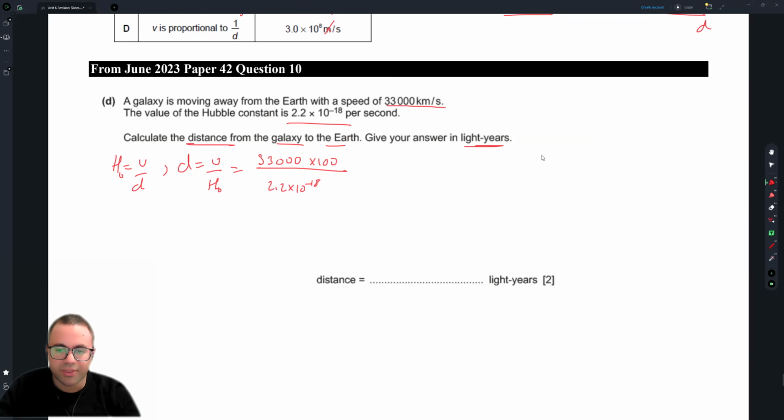33,000 times 1,000. I don't know why this is 100. It's supposed to have an extra zero there. Divided by 2.2 10 power negative 18. And we end up with, as expected, a giant value. 1.5 10 to the power of 25.